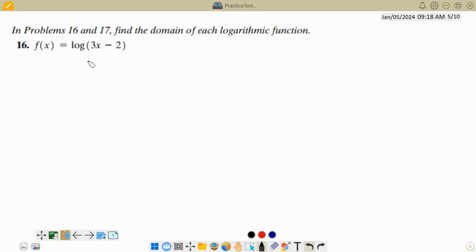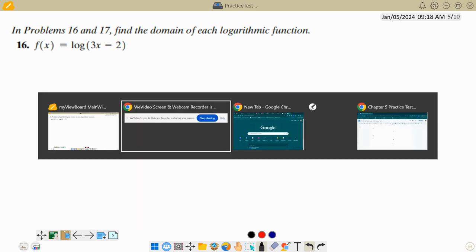Number 16. I'm going to do this one and the rest in video 2. So I'm going to pause right there, and then I'll come back to this in video 2.